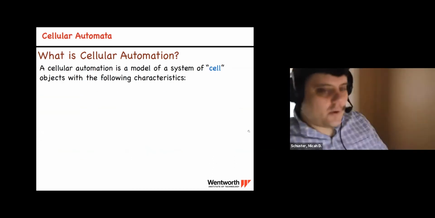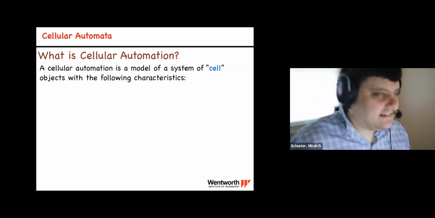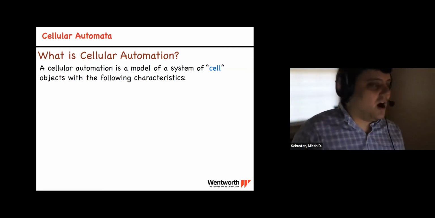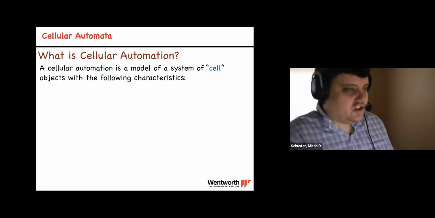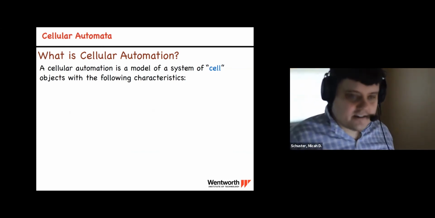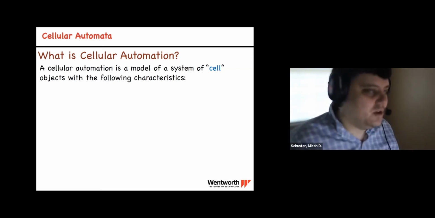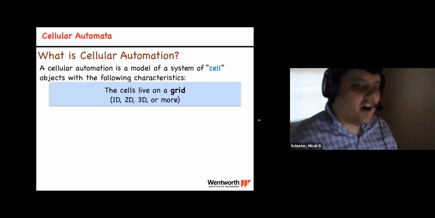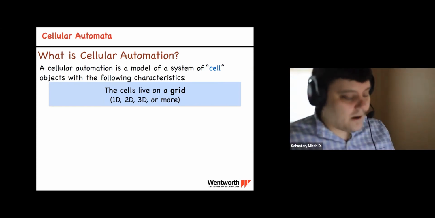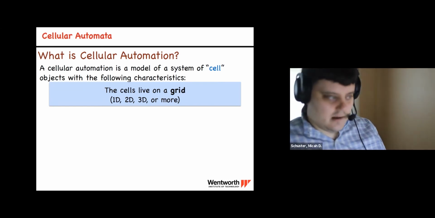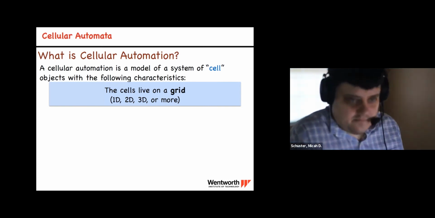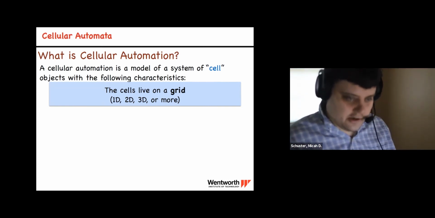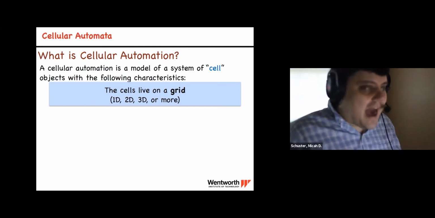So your question might be, well, okay, what is a cellular automaton? It's just a system of cell objects. It's just a bunch of cells. They might be squares, they might be hexagons, they can be whatever shape you want. But they always have the following characteristics. They always live on a grid. We'll look at 1D grid and 2D grid today. But you could have a 3D grid very easily. You could have a higher dimensional grid if you want to, a 4D grid, 5D grid, whatever. The math all works out.